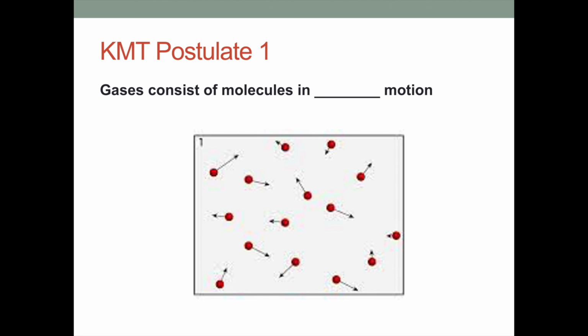In postulate 1, it states that gases consist of molecules in constant motion. This is consistent with what we already know about the various states of matter. Matter only stops moving at absolute zero, or 0 Kelvin, and this is a temperature that we have never been able to physically achieve. So it makes sense that gases are constantly moving.